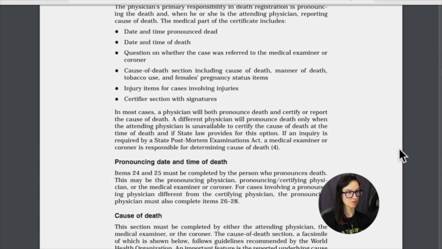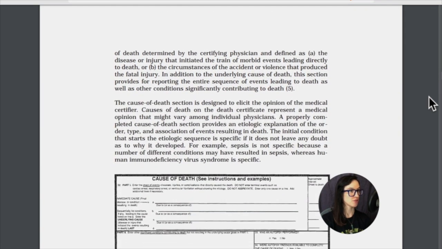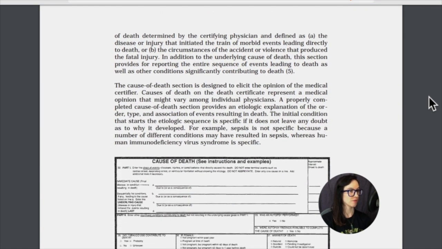Medical certification of death. And down here, it says, cause of death. This section must be completed by either the attending physician, the medical examiner, or the coroner. The cause of death section, a facsimile of which is shown below, follows guidelines recommended by the World Health Organization. An important feature is the reported underlying cause of death, determined by the certifying physician and defined as A, the disease or injury that initiated the train of morbid events leading directly to death, or B, the circumstances of the accident or violence that produced the fatal injury.